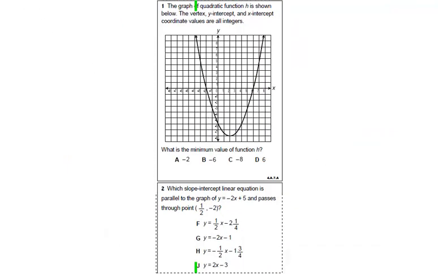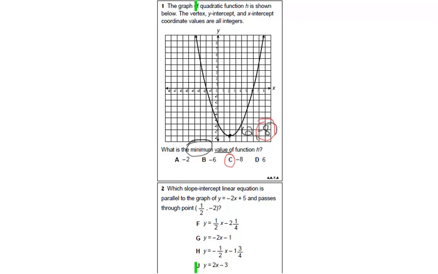In number 1, we're asked to find the minimum of the function. Minimum occurs, either minimum or maximum, at the vertex. The coordinates of this vertex are 2, -8. And the minimum value is always going to be the y coordinate of our vertex. So that would be this -8, which matches answer choice C.